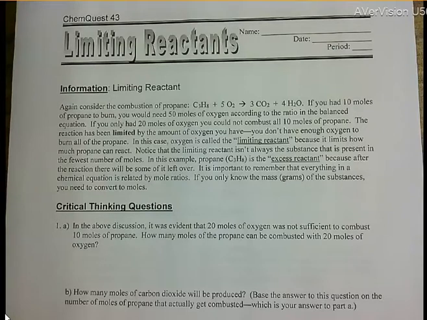Notice that the limiting reactant isn't always the substance that is present in the fewest number of moles. In this example, propane is the excess reactant because after the reaction there will be some of it left over. It is important to remember that everything in a chemical equation is related by mole ratios. If you only know the mass, grams of the substances, you need to convert to moles.